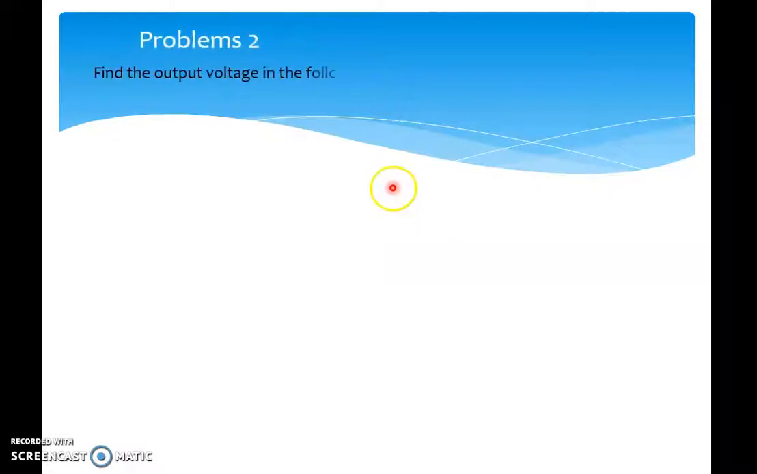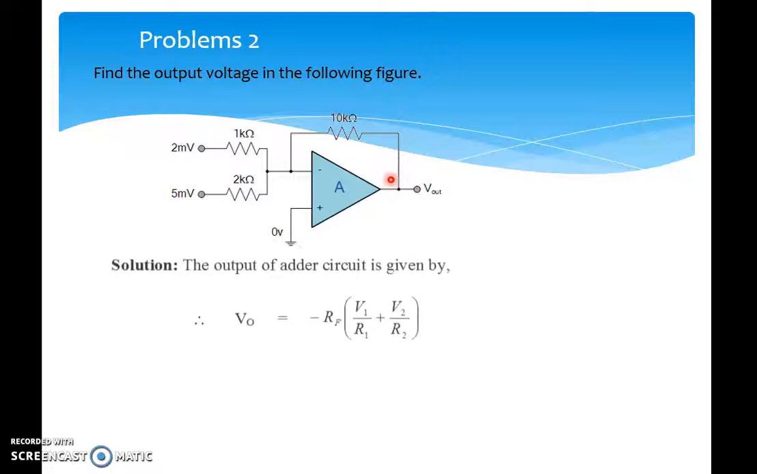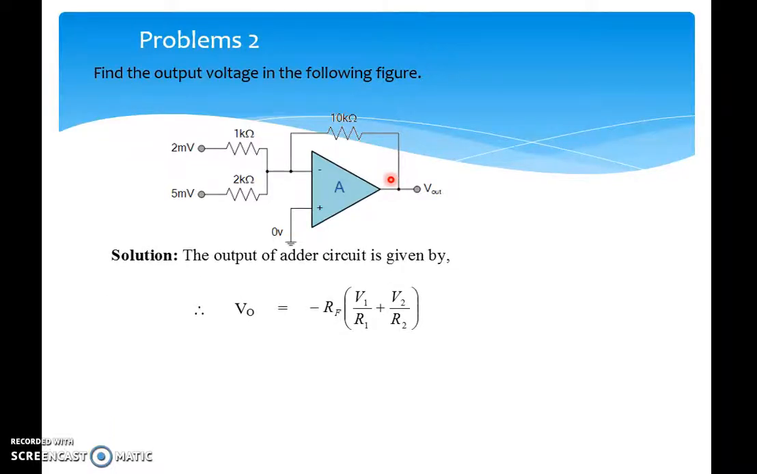Now consider the second problem. Again in this case we have to find out the output voltage. This circuit is given here. It has the inputs 2 millivolt and 5 millivolt applied through 1 kilo and 2 kilo. The feedback resistance RF is 10 kilo, and we have to find out the output voltage. Therefore it has two inputs, so the output is given by this formula. We substitute the values of V1, V2 and R1, R2 and RF. So we get the output voltage equal to minus 45 millivolts.